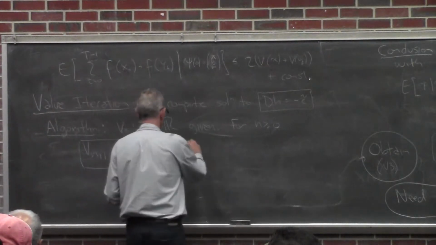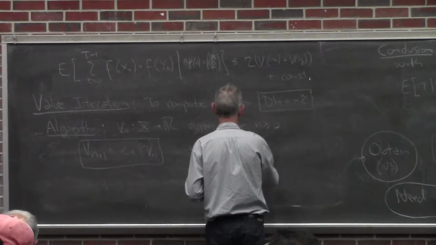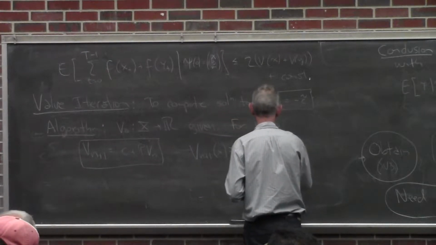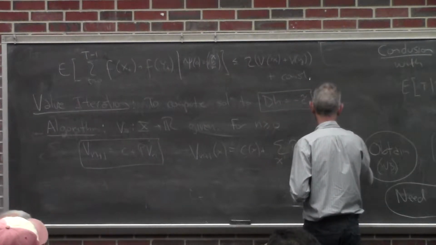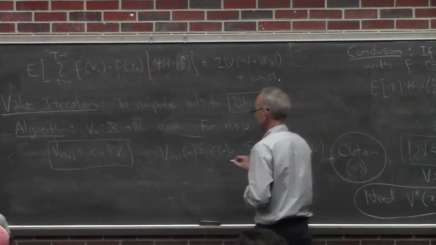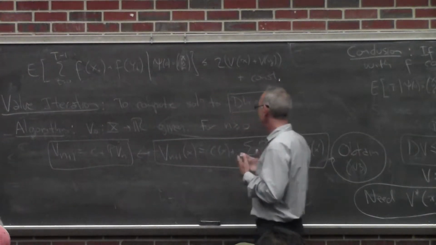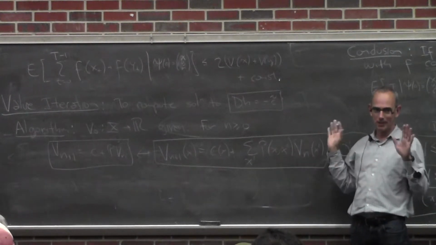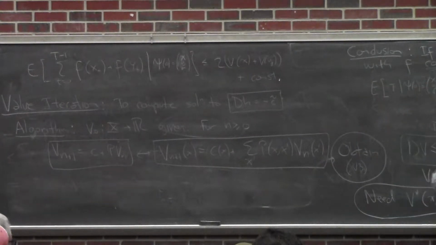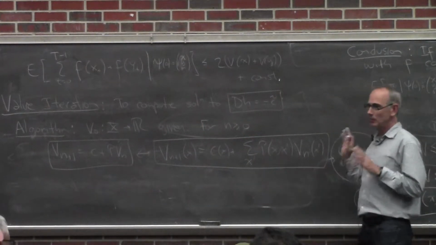What I mean is Vn plus 1 of x equals C of x plus the summation over x prime. So that's what I mean, right? And so V is a function, but again, the reason I think of it as a vector is because that looks like matrix vector multiplication. This is something you're going to have to memorize. And that's part of the reason I'm doing this as well. I want you to memorize this idea that conditional expectations are matrix vector multiplication.